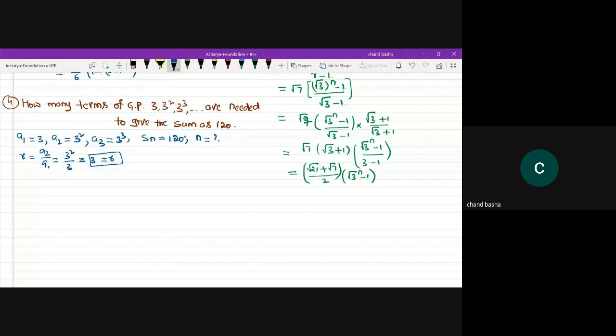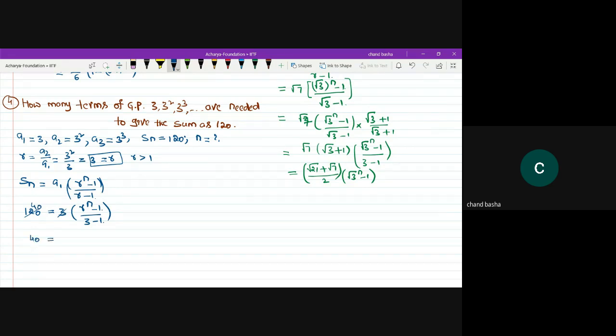I can make use of R value greater than 1, so we can make use of the Sn formula. As I said, when R greater than 1, it is R power n minus 1 divided by R minus 1. But Sn already we have, that is 120. A1 value is 3. He is asking R power n value. R minus 1 means it is 3 minus 1, so this 3 into R power n minus 1, and denominator is 2.